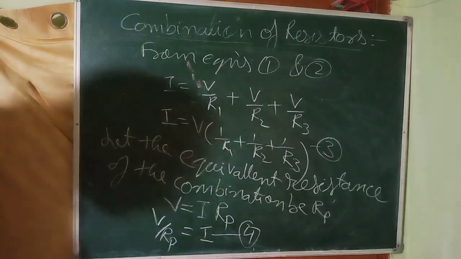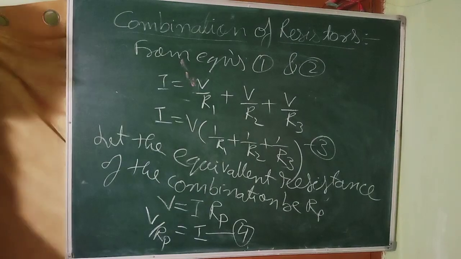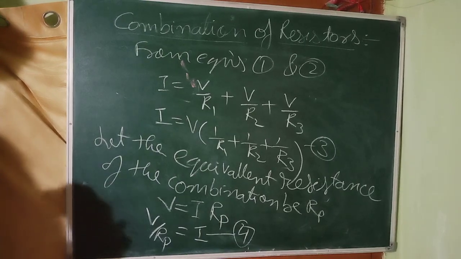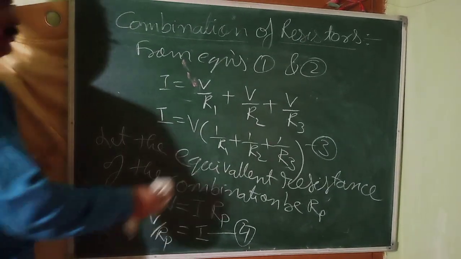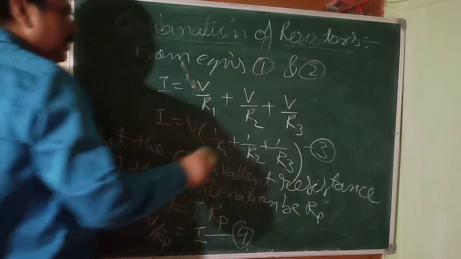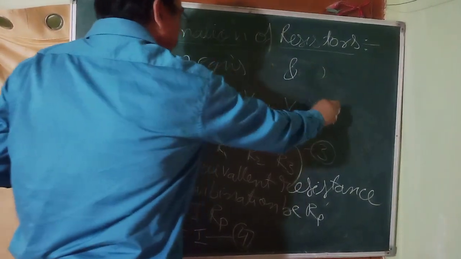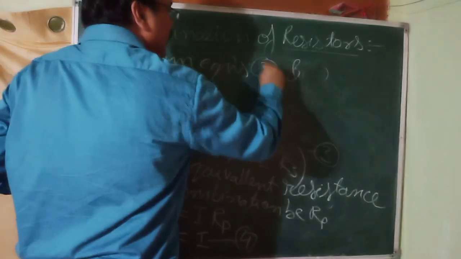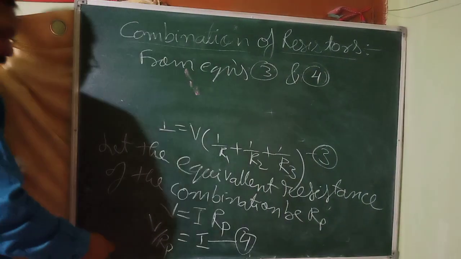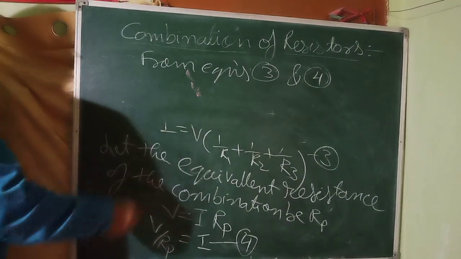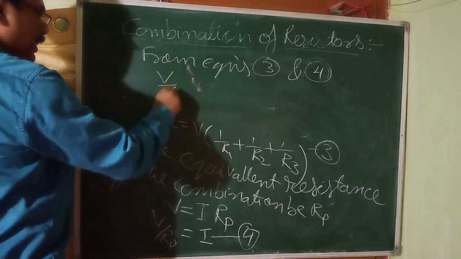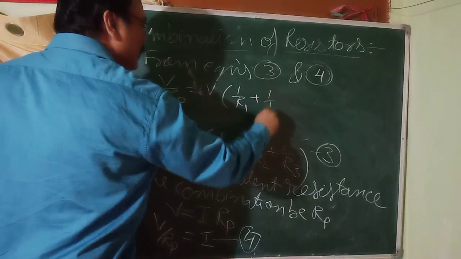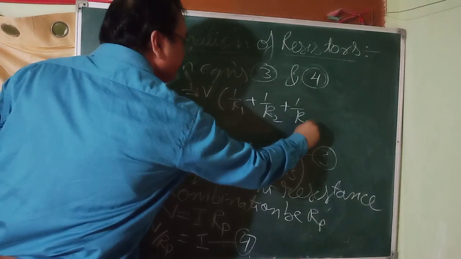Now, from equation 4, in equation 3, we are going to put the value of I. So, what will we write? From equations 3 and 4, what will we get? You can see this is equation 3. We are going to put the value from 4. So what will we get? We will get V upon Rp is equal to V into 1 upon R1 plus 1 upon R2 plus 1 upon R3. That's what we will get.